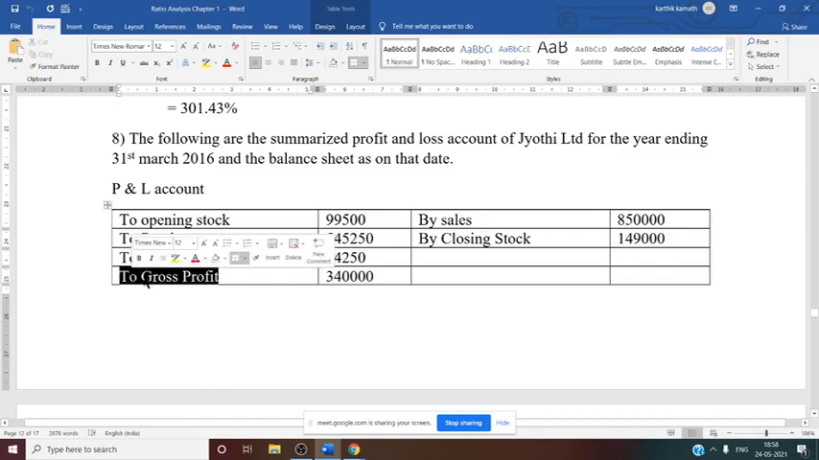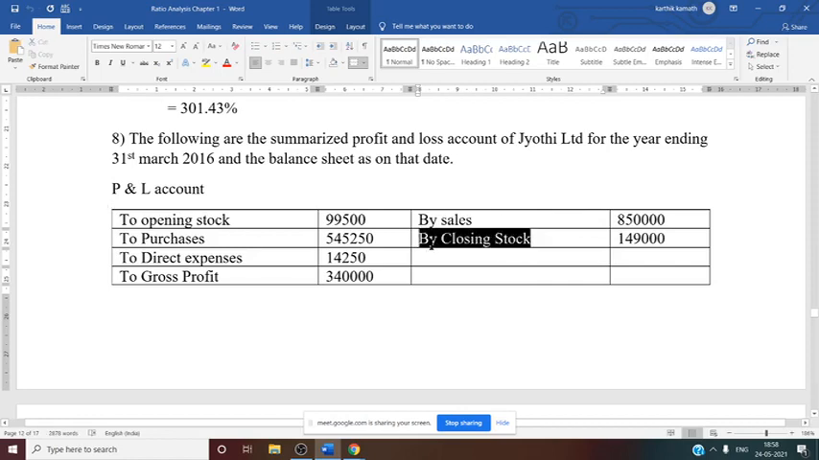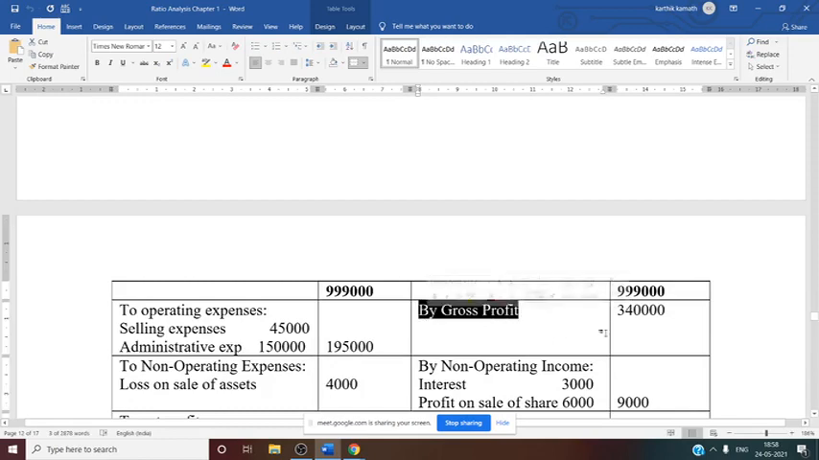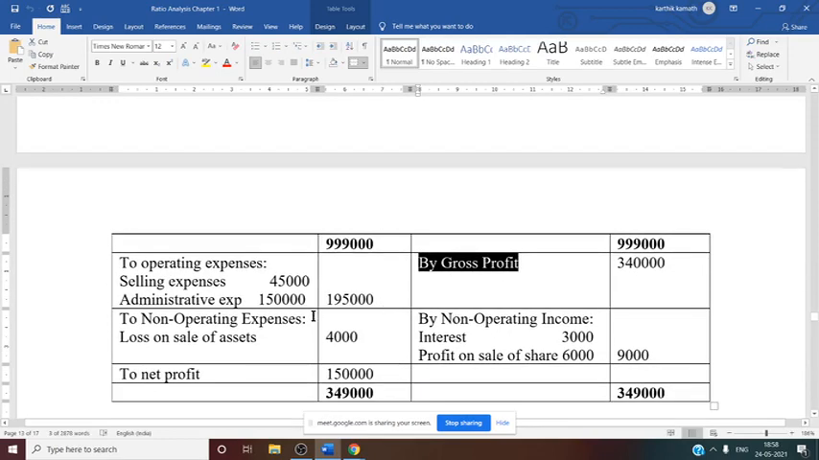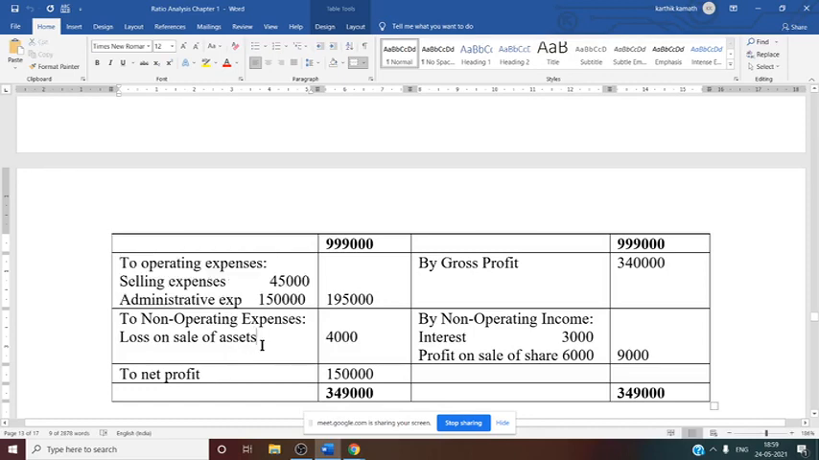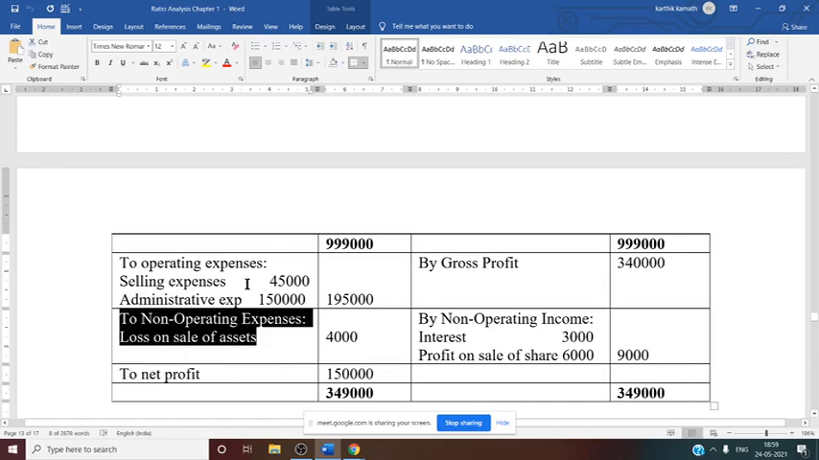Then gross profit is given. If you see the credit side, there is a sale and there is a closing stock also mentioned. Then gross profit is brought down. See, this gross profit is there again. Then some of the expenses regarding the profit and loss account, first is operating expenses they have given you separately, and non-operating expenses they have mentioned separately. Under operating expenses, there are selling expenses and administrative expenses, and under non-operating expenses, there is loss on sale of asset. Any sale of asset, any loss, it is non-operating in nature.